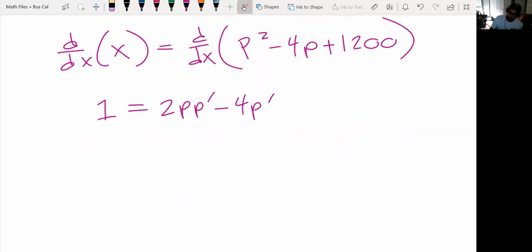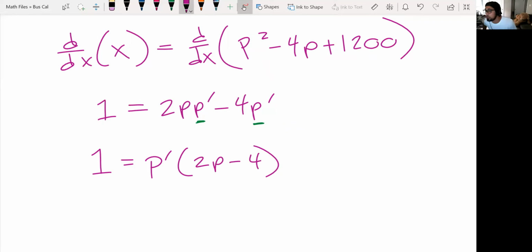All right, all we have to do now is solve for p prime. So you have a p prime here and a p prime there, which means you have a greatest common factor of p prime. Factor out a p prime, and you're left with 2p minus 4. Yes, you could have taken out a 2 as well, but that wouldn't do us any good because you would still have to divide it off.